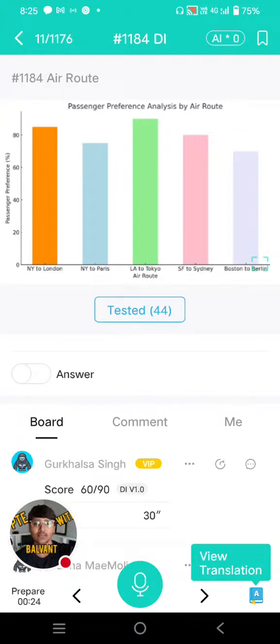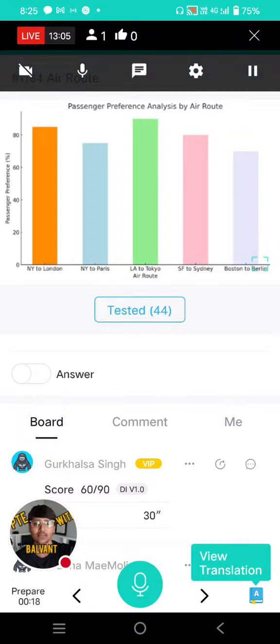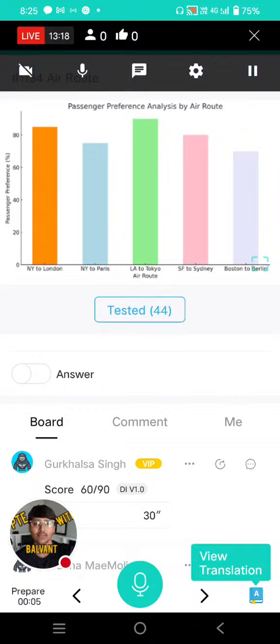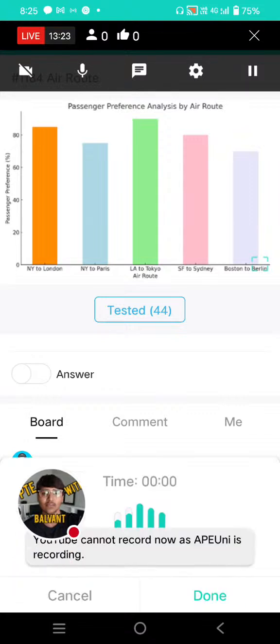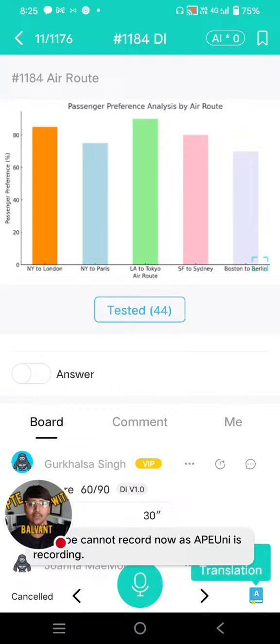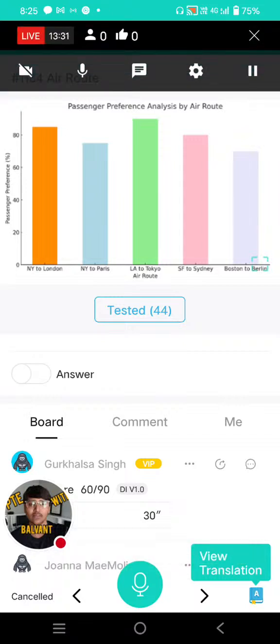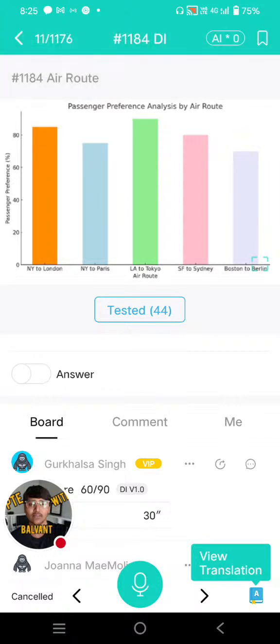So the next image topic is on air route passenger preferences, and analysis by air route, which the passengers can take from some different countries and different flights. Okay, so we can observe Los Angeles to Tokyo and New York to Paris, etc. Boston to Berlin. Okay. The values are 80, 60, 40, and 20. That's San Francisco to Sydney and New York to London.